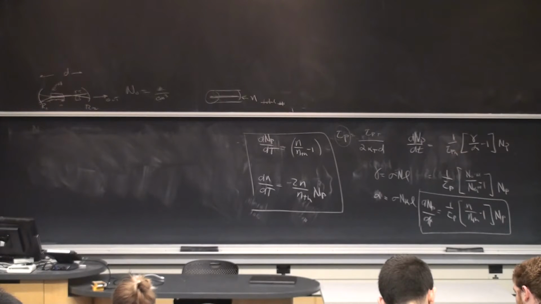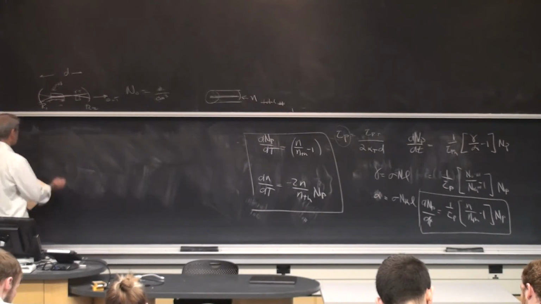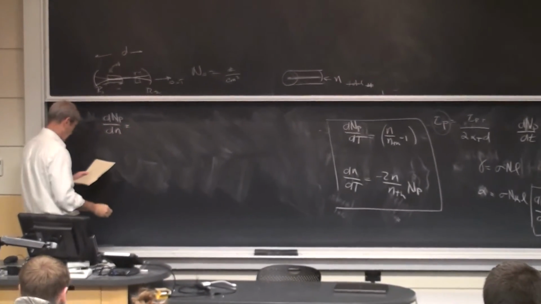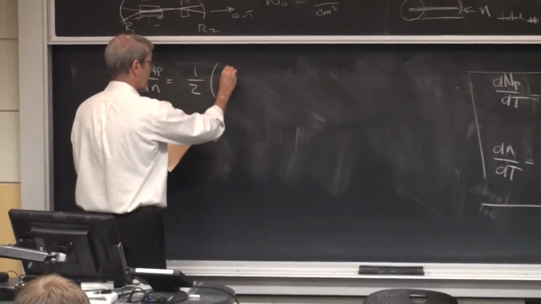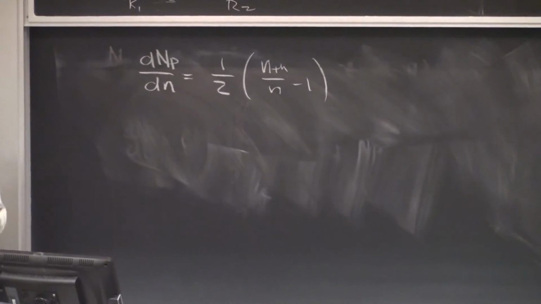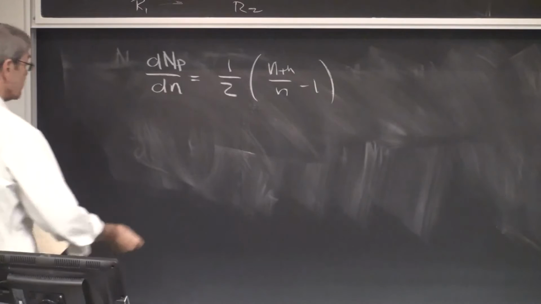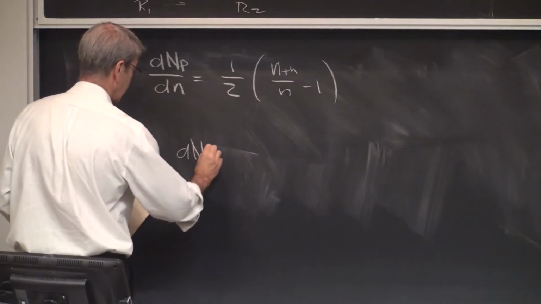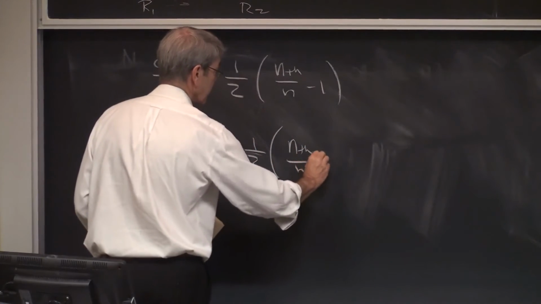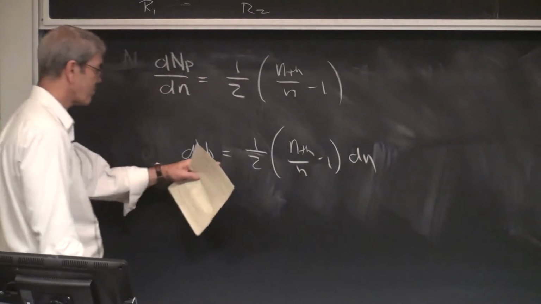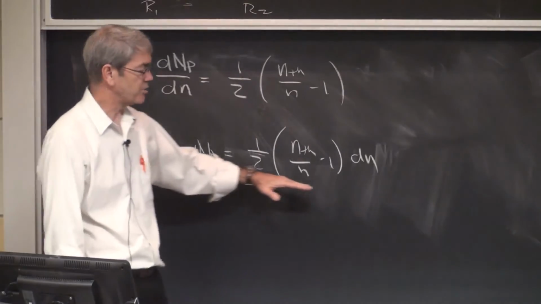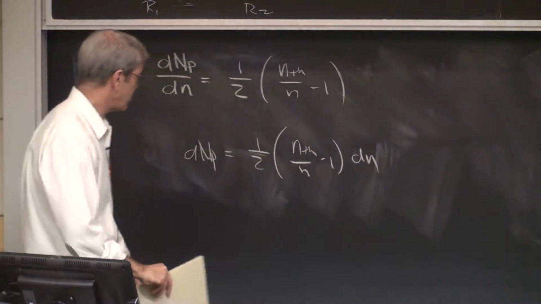I can take the ratio of the two. If I take the ratio, you get an equation like this: dNP dN equals 1/2 n threshold over n minus 1. Okay, great. What the heck does this mean? So I can rewrite this in terms of photons. I've got dN photon equals 1/2 n threshold over n minus 1 dN. I can integrate both sides. And now I can see how the photons relate to a change in population.